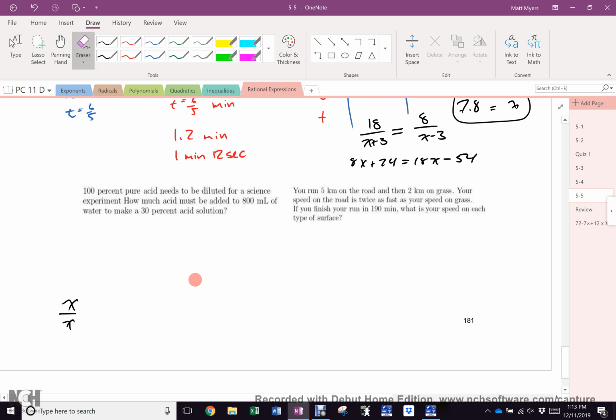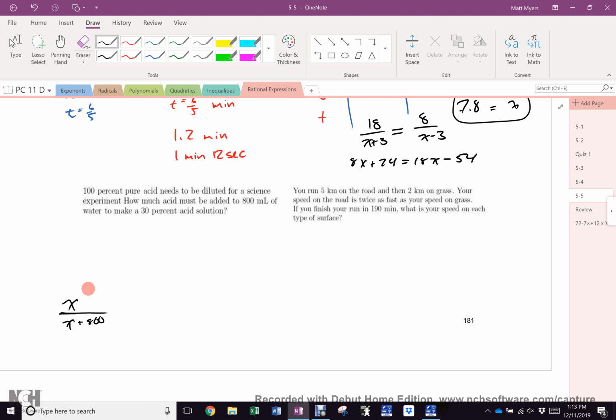So where am I adding the water? Is it part of the acid, which is X amount of acid over X amount of acid? No, it is part of the denominator. Because now I still have my original 30 milliliters of acid, but I've added 800 milliliters here. Why am I leaving it as X? Because I didn't tell you how much acid was in here. Does everybody understand?